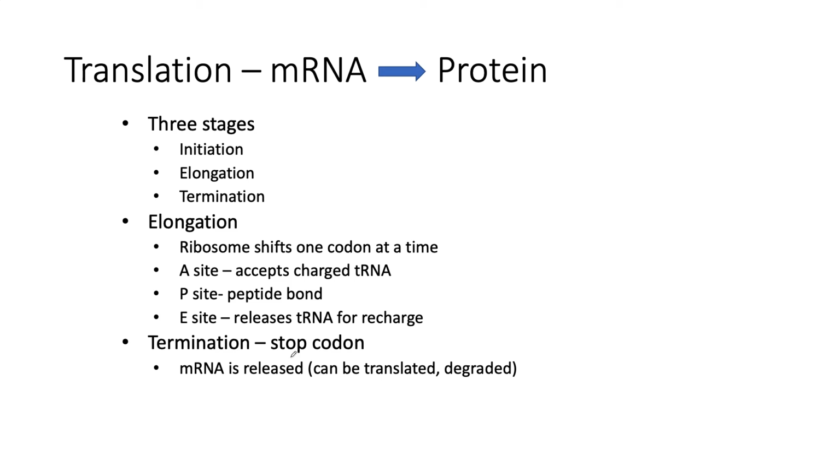Now this is going to continue until the ribosome reaches a stop codon, which says it's time to stop. You have completed the protein, release the mRNA, release the protein. Once the mRNA is released, it can either be translated again, so in other words, it can find an initiator tRNA and a small ribosomal subunit and start the process again, or it may be degraded.